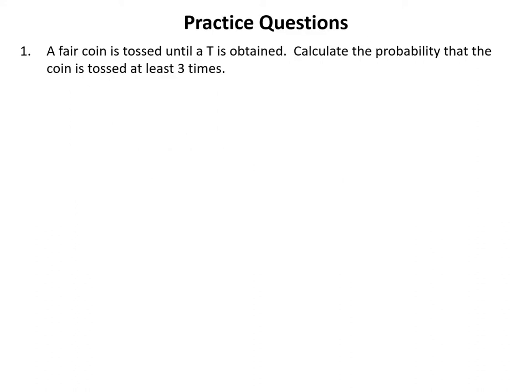The following set of practice questions is meant to provide a review of the material covered in this lesson. Question 1. A fair coin is tossed until a tails is obtained. Calculate the probability that the coin is tossed at least three times.